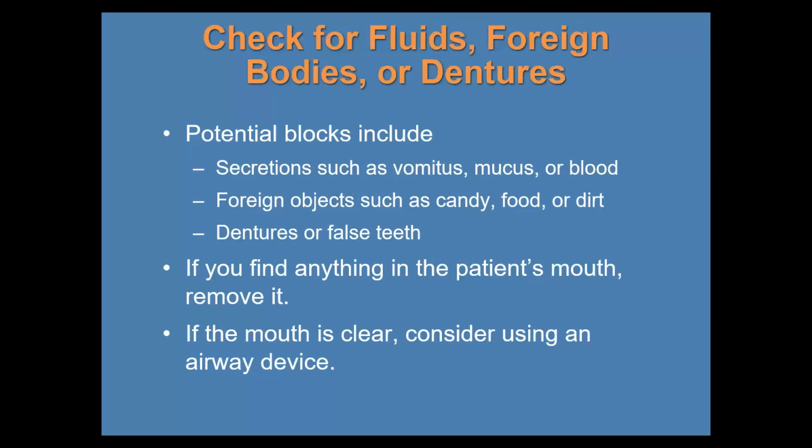So checking for fluids, foreign bodies, and dentures. There are a lot of different things that people have in their mouth, whether it's stuff that they have in there, like dentures and all this other sort of stuff, that can be potential blocks for the airway. Again, it doesn't have to be traumatic. You can have a lot of blood and all sorts of other stuff in your airway without ever having been hit by anything. So there's a lot of different things that could be in there just from the body itself.